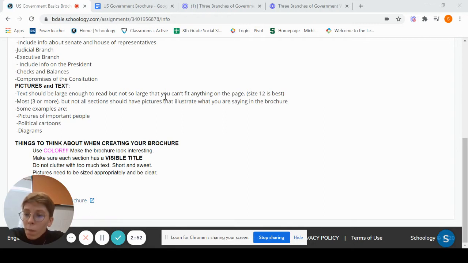it's looking okay. You can include pictures of important people, political cartoons, diagrams, anything that you think is relevant. I would suggest diagrams, because those are always great. And also when you get to use this for the quiz, it's going to be a helpful cheat sheet for all the information. You do need to have a title, but we'll go over all of that.